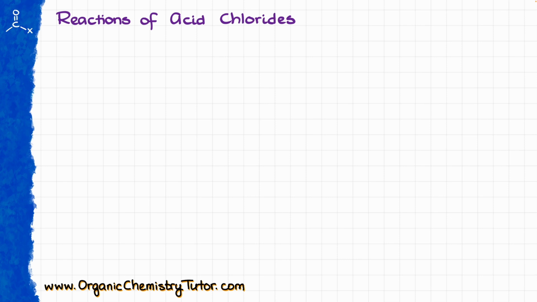So now, when we know how to make an acid chloride, let's look at some of the reactions that we are going to see for this functional group.